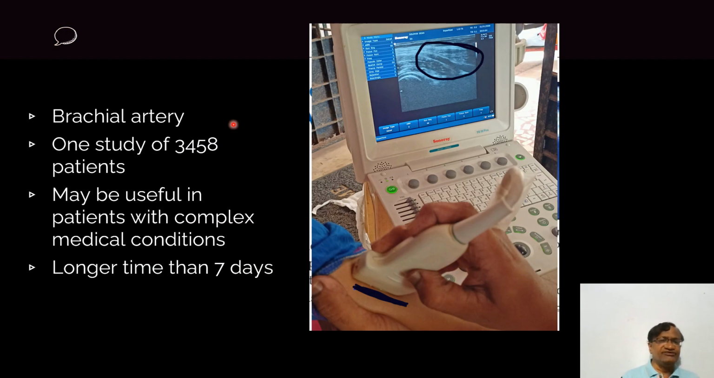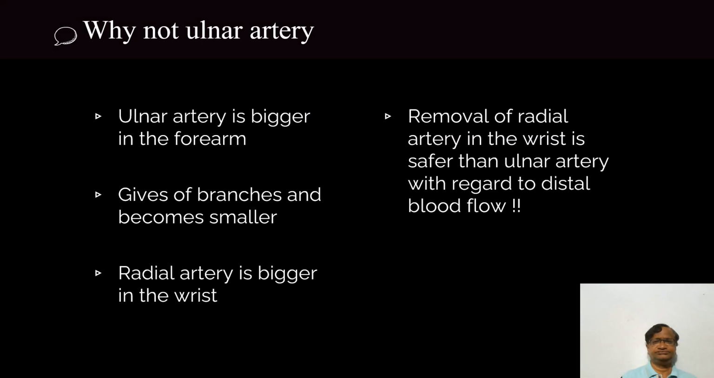Brachial artery: yes, one study of 3,458 patients found not much problem, even 7 days is okay. You just prick here, but the only problem is patient comfort is a little less. Why not the ulnar artery? We have told radial first, then brachial, then femoral. The ulnar artery is bigger in the forearm and smaller here, while the radial artery is bigger here. Removal of the radial artery is probably the same, better than the ulnar artery.